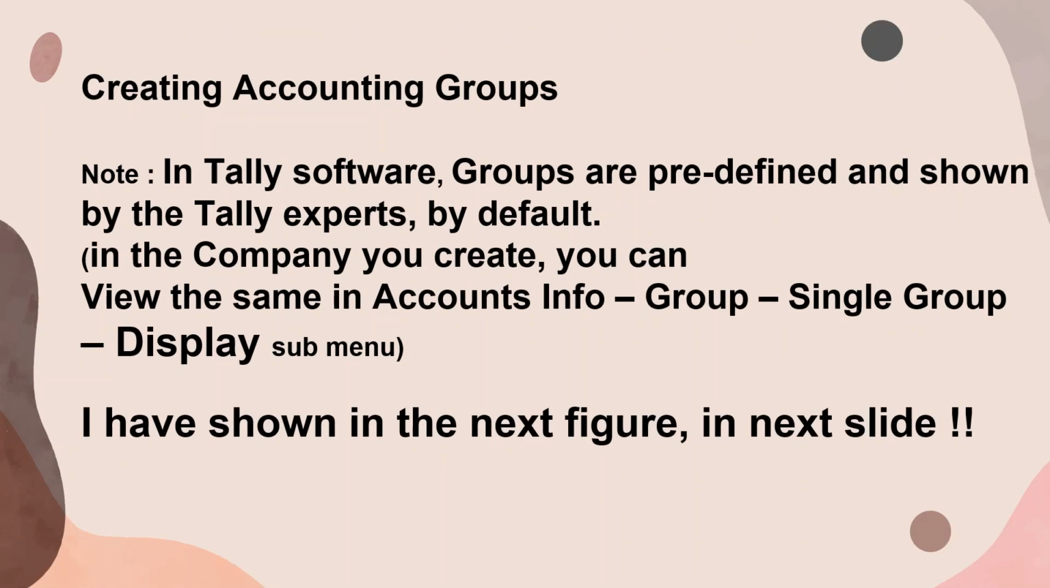Now I have to create a group, accounting groups. Already the predefined groups are there in Tally software itself. And if I want to add or create any group or subgroup, I can do it. See here, in the company you can view the same in accounts information. How to view that? You have to go to accounts information, and when you press it you will get a menu like group. From there you have to click single group and the display will be there. I have shown it in the next slide.